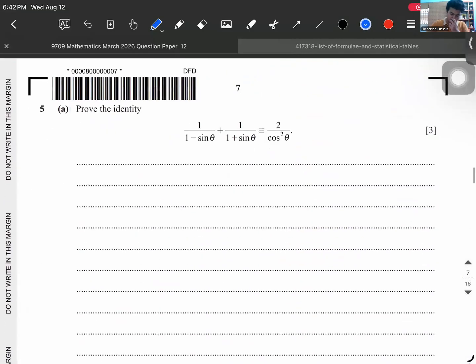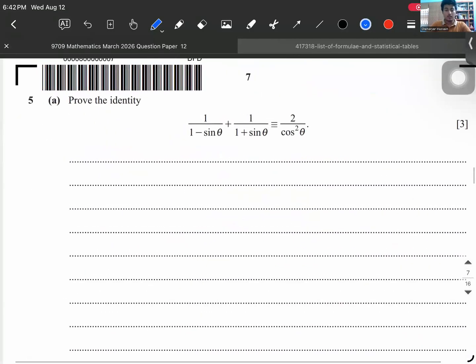Moving further to question number 5, we need to prove this identity. Basically, we just have to prove that somehow the left-hand side equals the right-hand side. And this is very, very simple. Let's just take the LCM and see what ends up happening here.